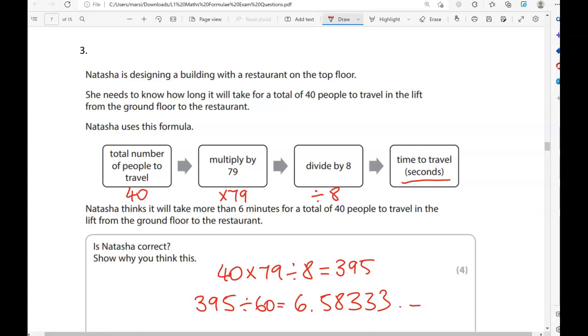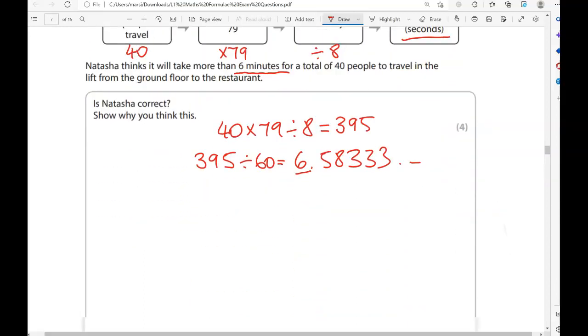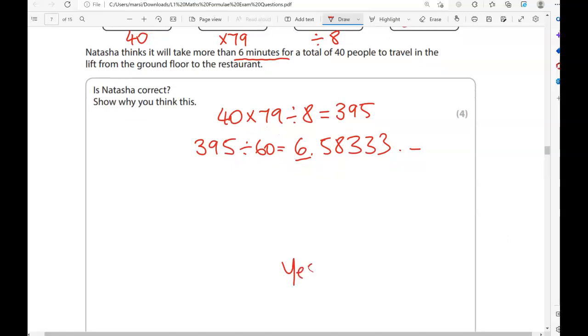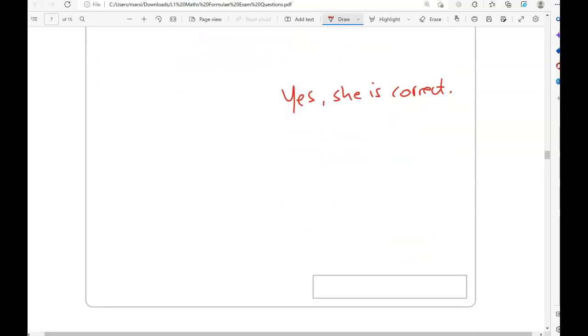So this tells us it's more than 6 minutes. So this decimal, 6.5833 and so on, tells us that it's more than 6 minutes. So Natasha thinks it will take more than 6 minutes, and that is correct. She's correct. Which in fact I should write here. Yes, it takes more than 6 minutes.